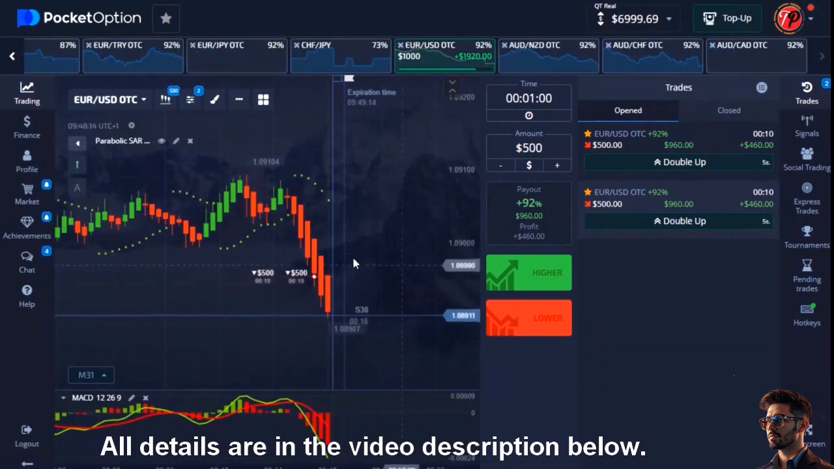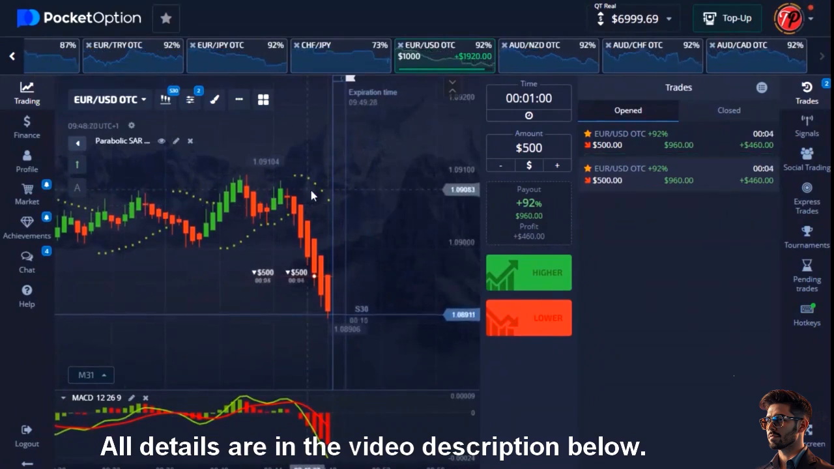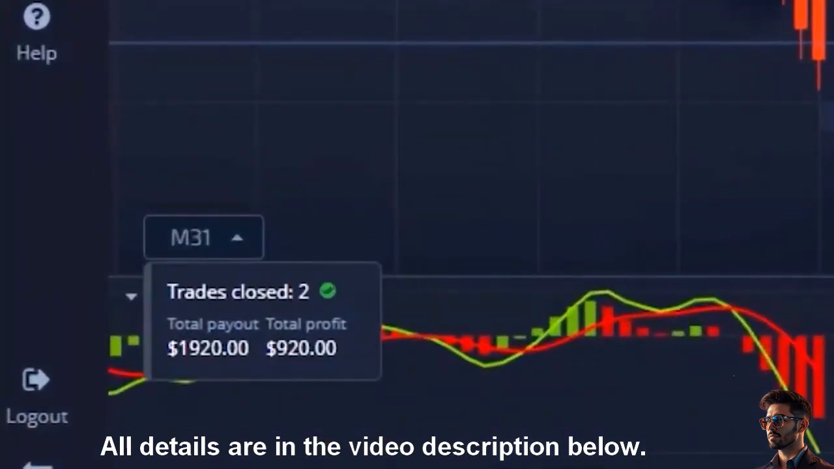So guys, this is how you actually make use of this strategy. It's a very simple strategy that you need to work on your own timing as well. The timing is very important. As you can see, we made the money with that. So the timing is very important.